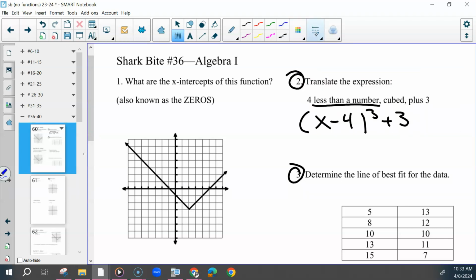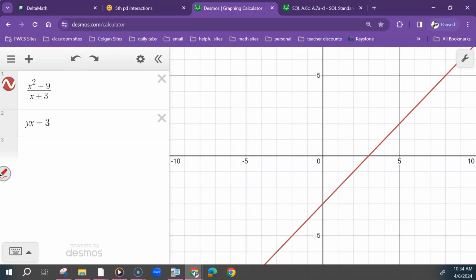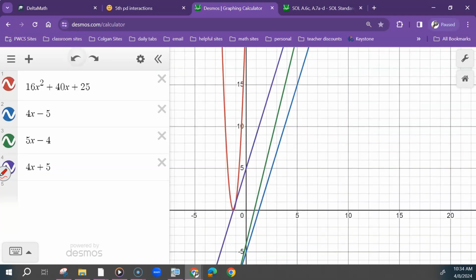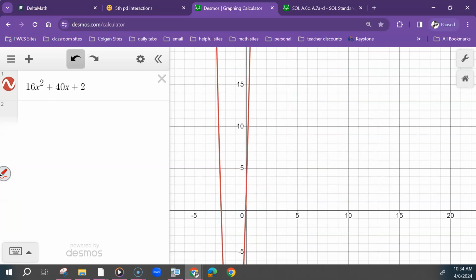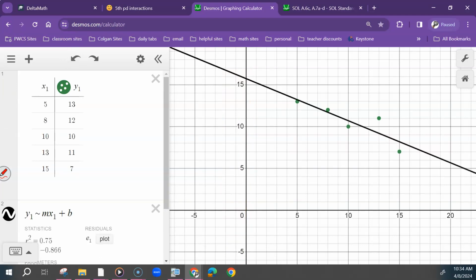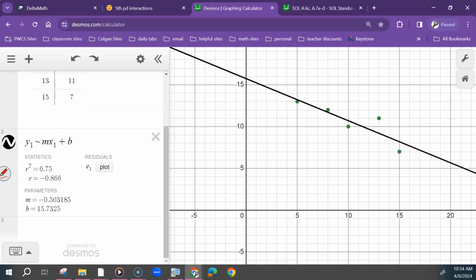Right, number 3, we had to find the line of best fit, so you can put that into Desmos. I'm just being lazy because I don't want to type in everything. If you typed in the table, typed in y1 tilde mx1 plus b, you would get your line of best fit. And put 3 decimal places. So y equals negative 0.503x plus 15.733. And I'll write that down.